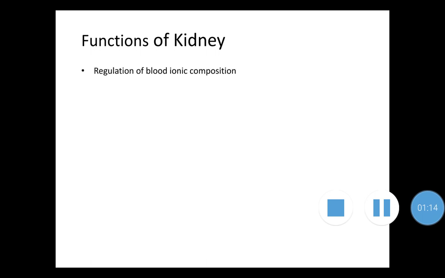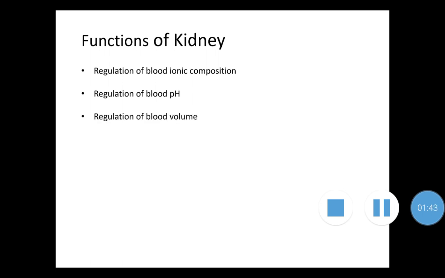First, the regulation of the blood ionic composition. The kidney regulates the several ion compositions like sodium, potassium, calcium, chloride, etc. Then regulation of the blood pH. The kidney excretes the hydrogen ion and conserves the bicarbonate ion, which is important to buffer the hydrogen in the blood. Then regulation of the blood volume.